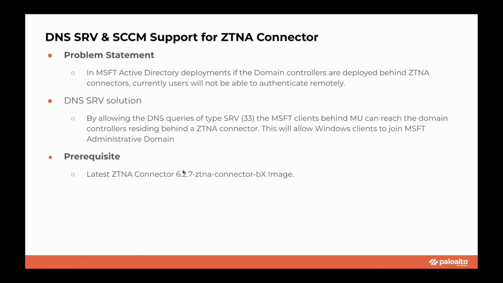But with the DNS SRV solution, we support that by allowing the DNS queries of type SRV. The Microsoft clients behind a mobile user can reach the domain controllers residing behind a ZTNA connector. This will allow Windows clients to join the Microsoft administrative domain and use the Microsoft AD to authenticate, which will support things like DNS SRV, SCCM, and LDAP. So the prerequisite is upgrading your ZTNA connector to the latest 6.2.7 image. That will basically give you this particular feature. And we have some other requirements as well.